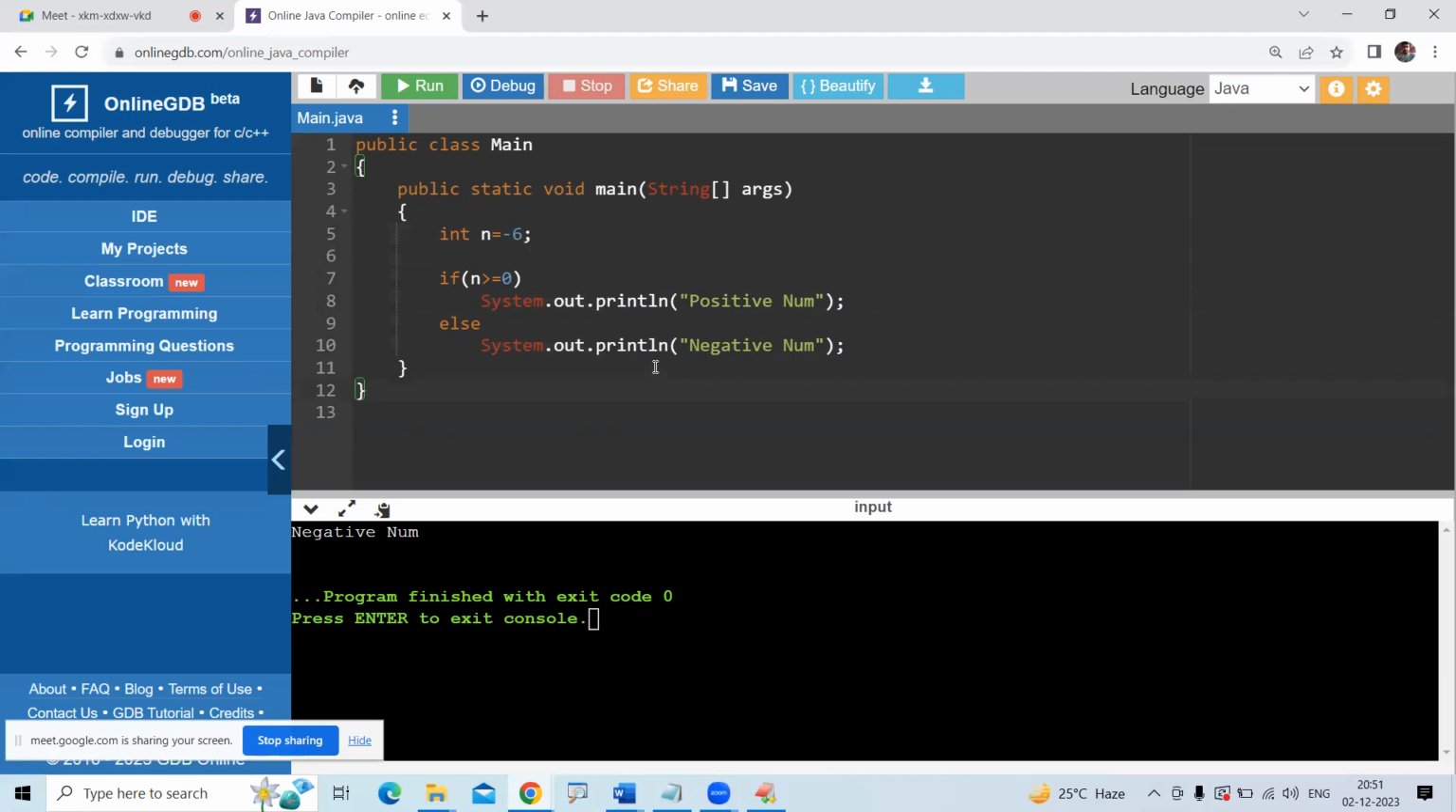Relational operators mean two situations: true or false. The true or false situation always means an if-else block. Everyone, please check this. Try to write the simple code, everybody.